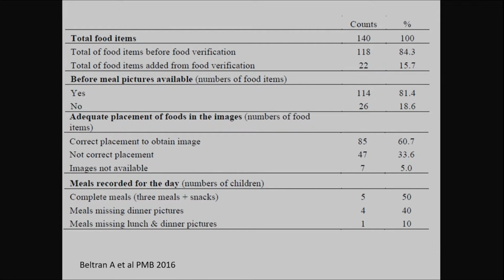And for the correct placement to obtain the image, 61% had correct placement. And then they had complete meals and snacks for 5 of the children, missing a dinner picture, missing lunch and dinner pictures. I'll have to find out. I didn't read how that was classified. I suppose it was a timestamp thing.